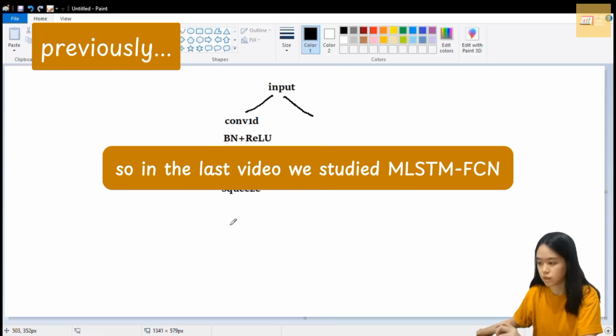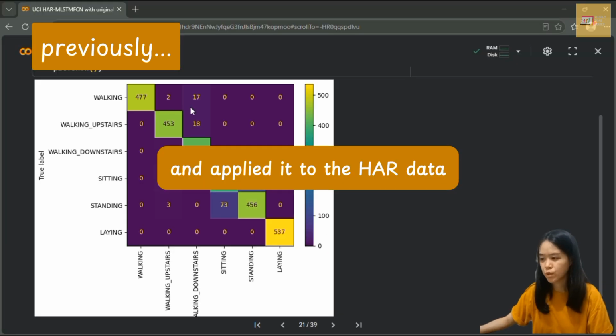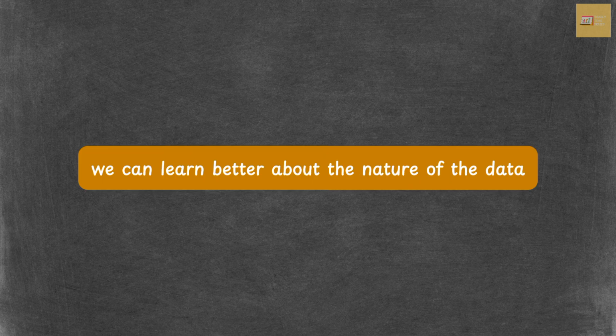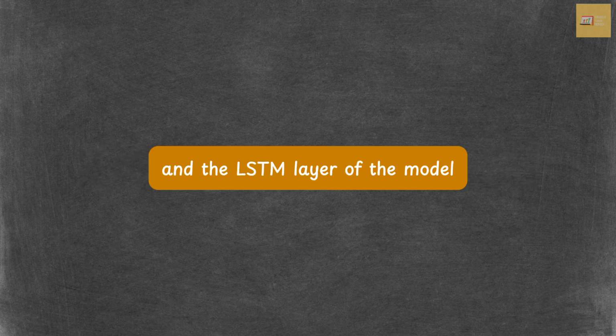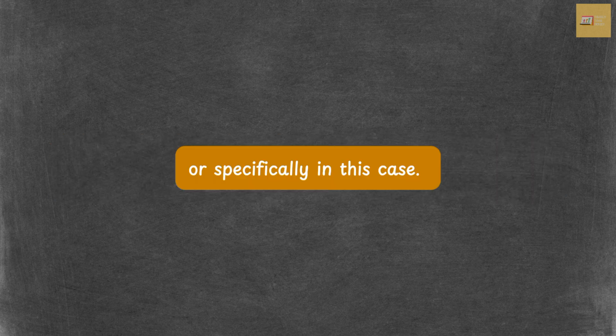So in the last video, we studied MLSTM-FCN and applied it to the HAR data. In this video, we're going to do some experiments, but most importantly, the experiment in which I applied the model without the dimension shuffling. So hopefully in this video, we can learn better about the nature of the data and the LSTM layer of the model, to see why dimension shuffling could work in this model, or specifically in this case. Let's study together.